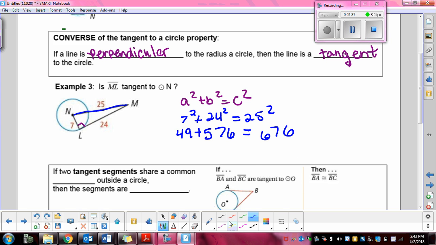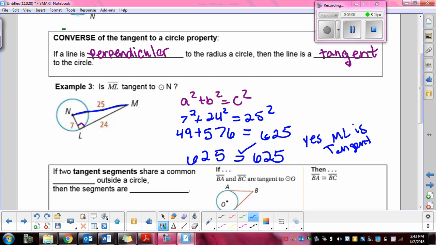I'm sorry, 25 squared is 625. When you add these together, in fact, you are going to get 625. Is that equal to 625? Yes, it is equal. Then yes, ML is tangent to circle N.